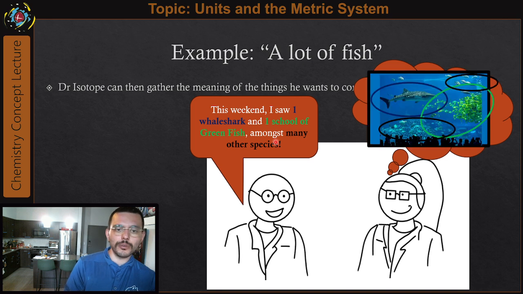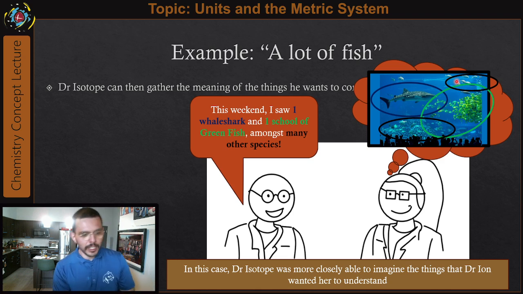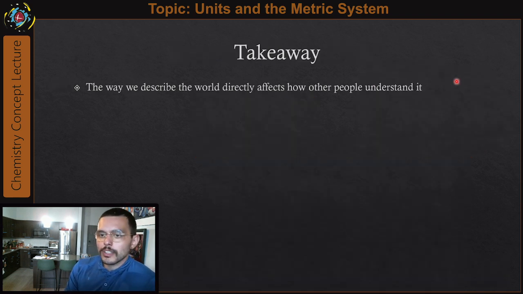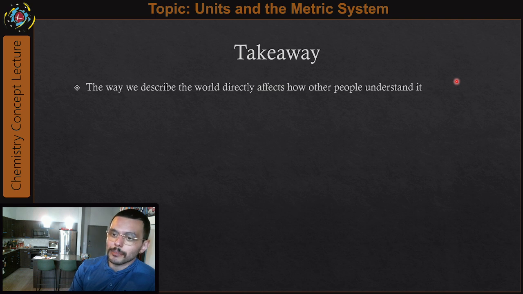So now she gets to imagine, and she might not get everything, but she might catch this, she might catch this, and she might catch all these. It is an interesting way that he can define what she thinks about and focus what he wants her to see, because he wants her to understand his lived experience. So what he did is he was more precise so that she could hear it. In this case, Dr. Isotope was more closely able to imagine the things that Dr. Ion wanted her to understand. So the takeaway is that the way we describe the world directly affects how other people understand it.